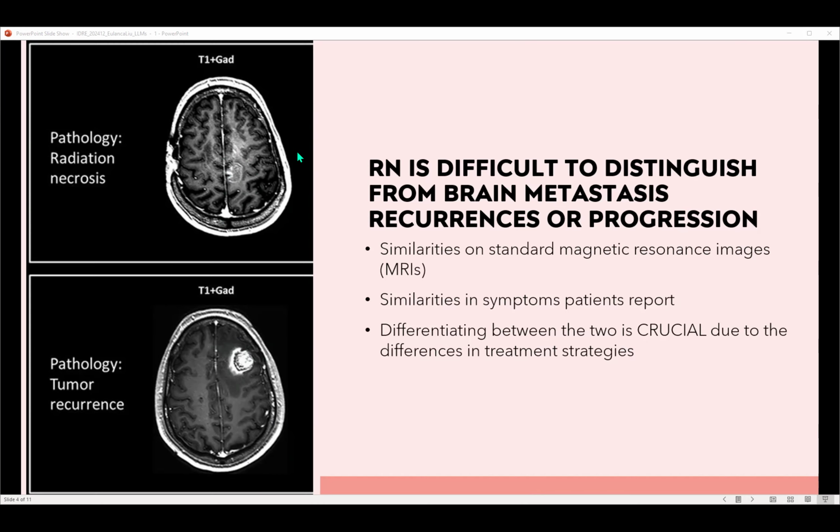Patients also report very similar symptoms. So they'll have neurologic symptoms, they'll have headache, dizziness, nausea. And it's very important to us to distinguish between these 2 conditions, because one is cancer progression, where you have to think about different types of treatment options for the cancer, versus the other one is controlling just inflammation.